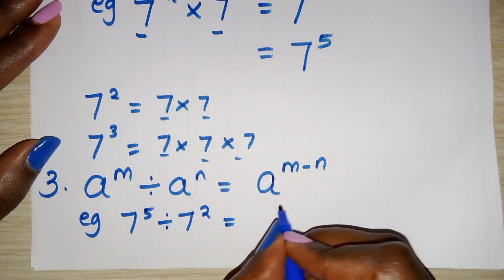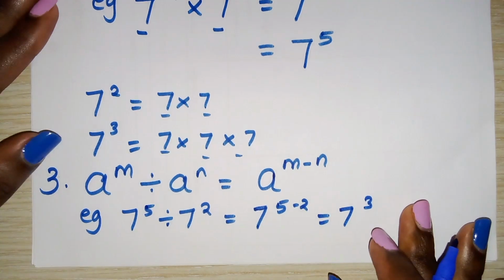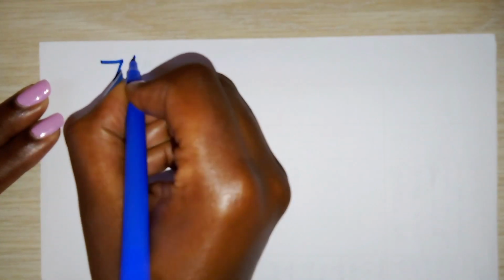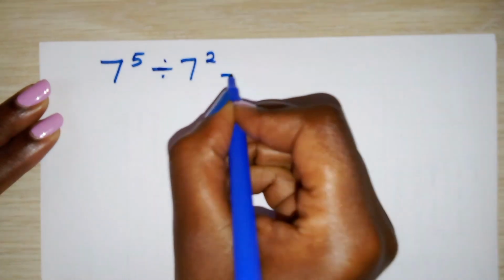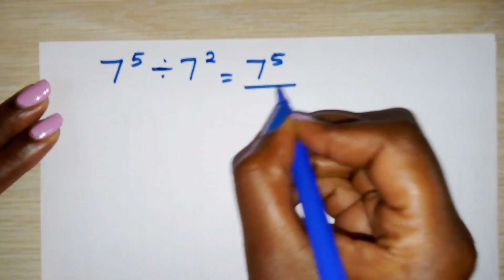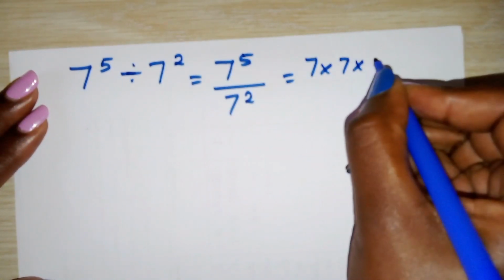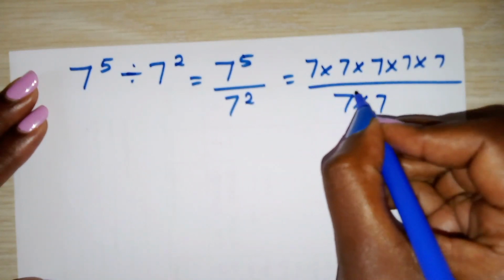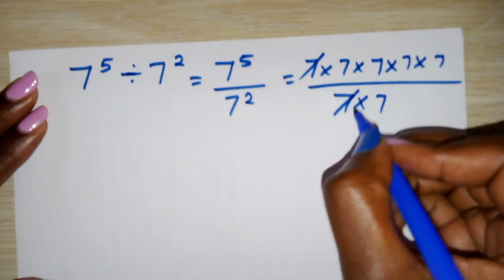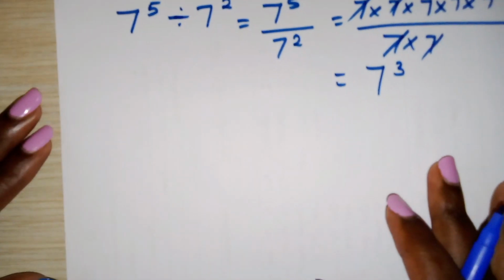Okay, so we minus the powers. So 7, 5 minus 2 equals 7 power 3. To expand more on that concept, 7 power 5 divided by 7 power 2 can be written as 7 power 5 over 7 power 2. So how many 7s are here? We have 5 of them: 1, 2, 3, 4 and 5, and then down here we have 7 times 7. So we cancel this with this, cancel this with this, and you're left with 7 power 3.